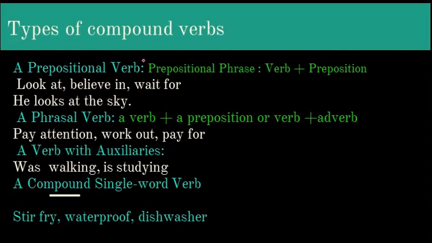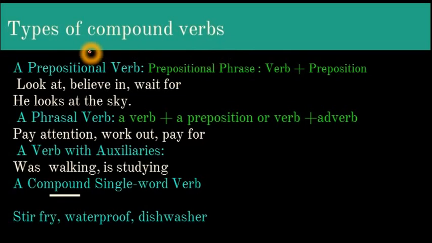Now let's see compound verbs. In a sentence with a compound verb, two or more verbs share the same subject. A connecting word like "or" is used to join the separate verbs. Compound verbs are the same as compound subjects.